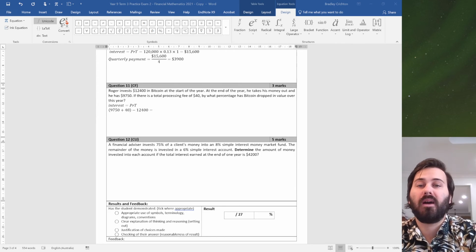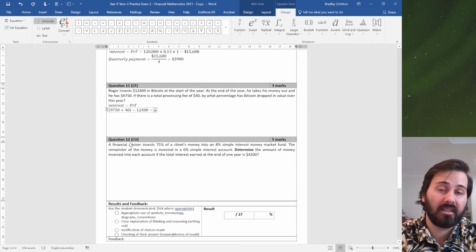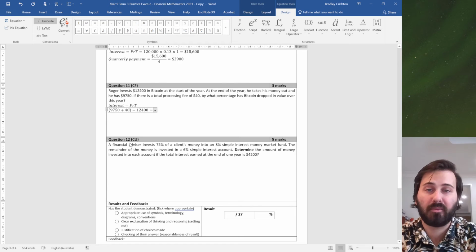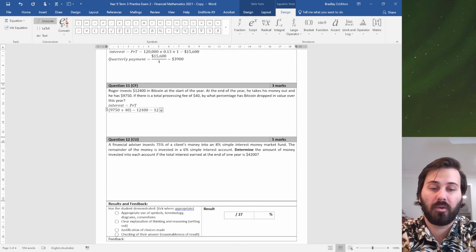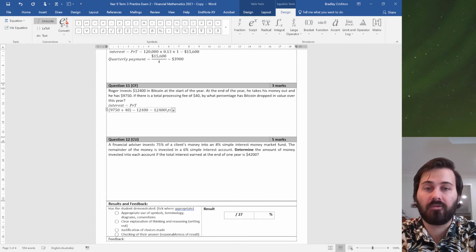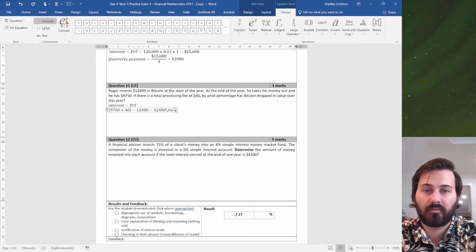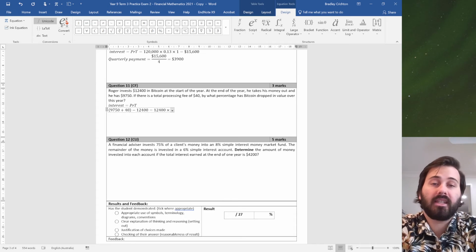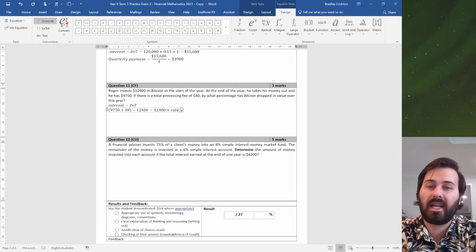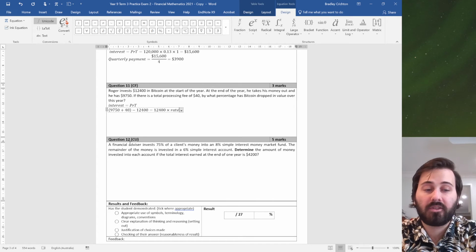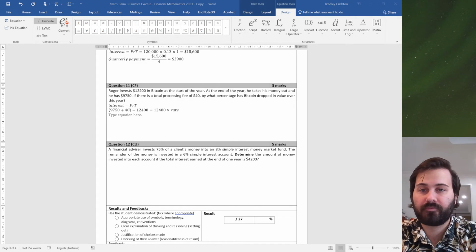Now we go back to our principal times rate times time. Now the principal was 12,400. Our rate, we don't know what the rate is, so we just leave it as R, or rate. We don't know what the rate is, so we have to rearrange this formula.